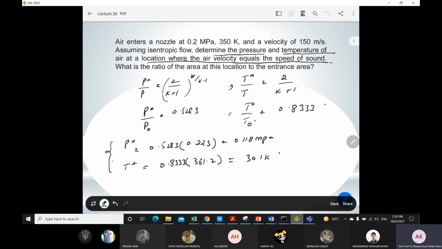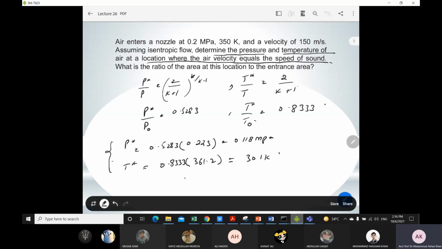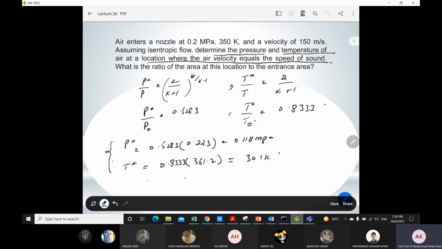So now we go towards the next part, which is to find A star by A inlet. For this, either you can use the direct formula, which we already know, that relates A star by A. For that we need the Mach number first. And the next procedure is, if you find the Mach number, you can easily go to thermodynamic table 832 and find that ratio against that Mach number. So I will just find the Mach number first.